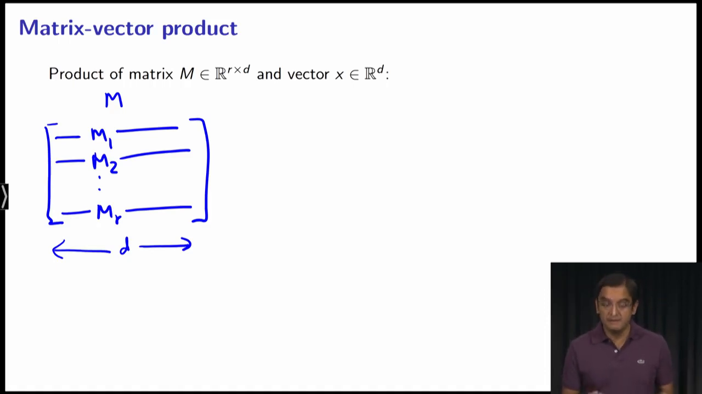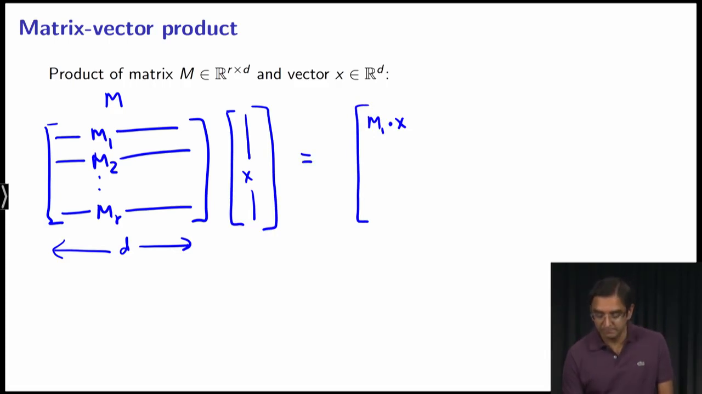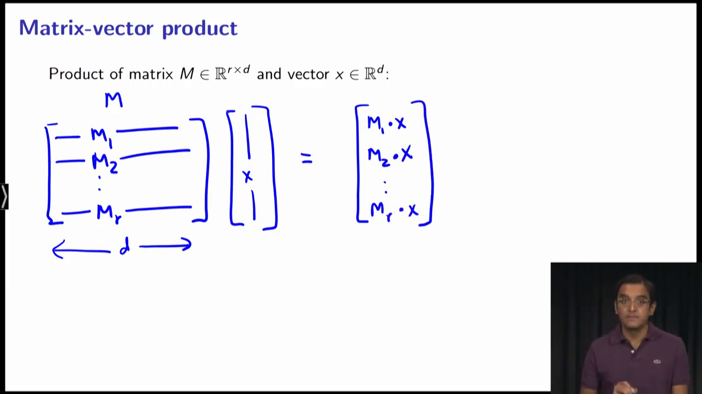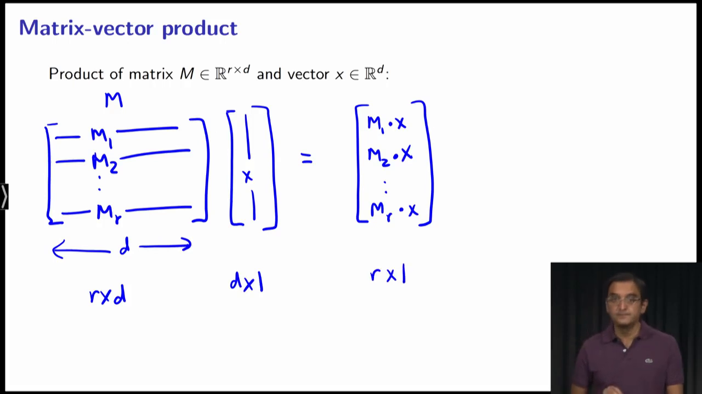We want to multiply it by a vector. The answer in this case is simply the first row dot producted with the vector, the second row dot producted with the vector, all the way to the rth row dot producted with the vector. So we start with a matrix that's R by D. We multiply it by a vector, which is D by 1. It has D entries, and the result is R by 1. That's the matrix vector product. It's just a series of dot products.